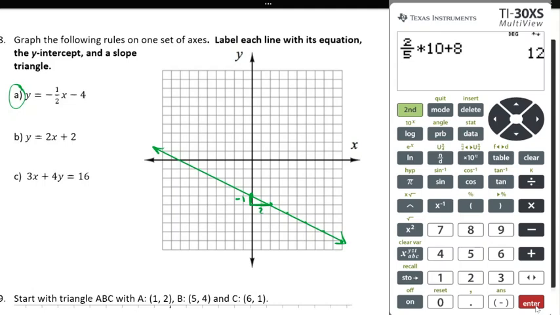The y-intercept is at -4, right? I'll just point out this is the number -4. And the other thing it says is write the equation of the line. So I'm going to write right here, this is y is equal to -1/2 x minus 4.